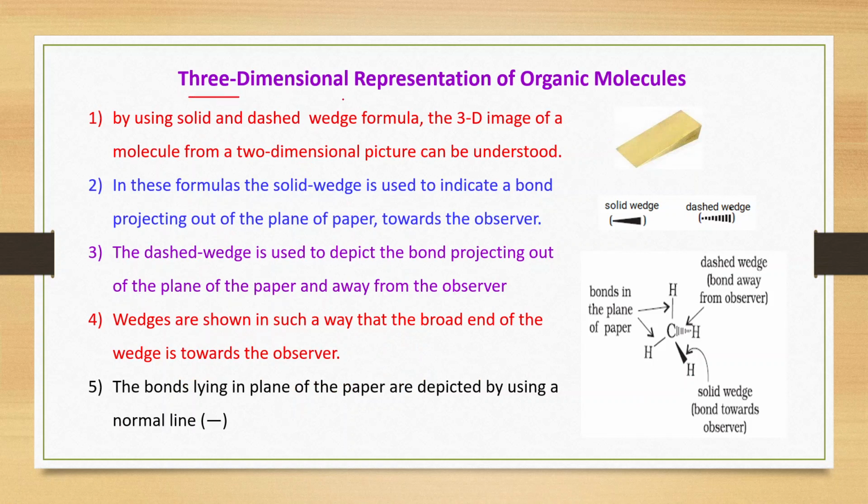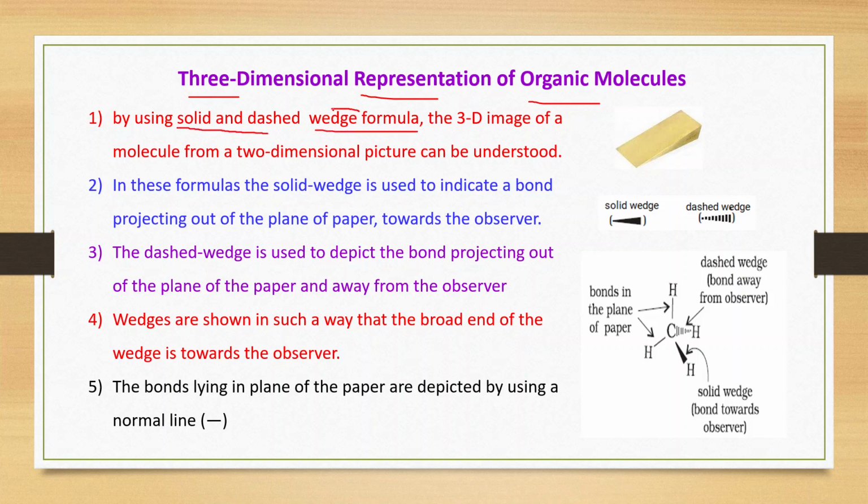Then, 3-dimensional representation of organic molecules. Actually our paper is 2-dimensional and these organic compounds are 3-dimensional. So we have to represent these 3-dimensional formulas on a plain paper. Then how can we represent it? We can represent these 3-dimensional forms on a plain paper by using the solid and dashed wedge formula.